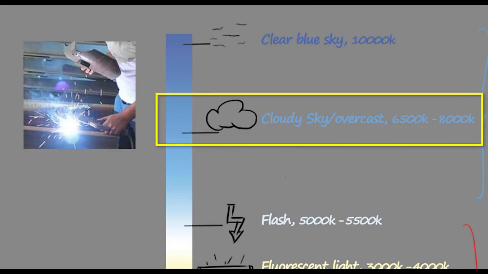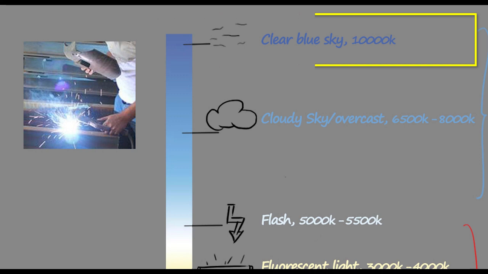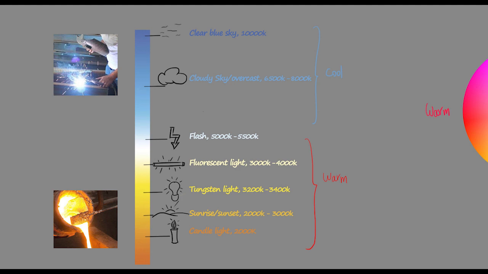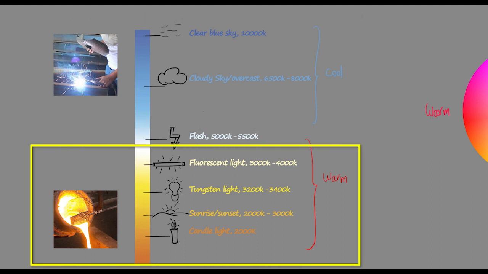When more heat is applied to the metal, around 6500 to 8000, the color that this heated metal radiates is similar to the color that we see in a cloudy sky or overcast. And when you add more heat, around 10,000 K, it looks like a clear blue sky. What we said brings us to this conclusion. Colors above 5000 Kelvin are categorized as cool colors, and colors below it are categorized as warm colors.